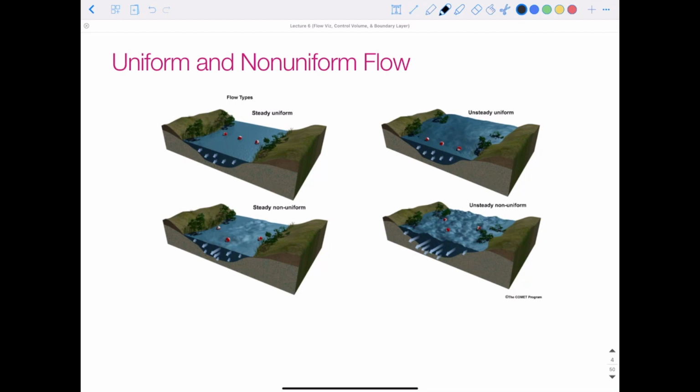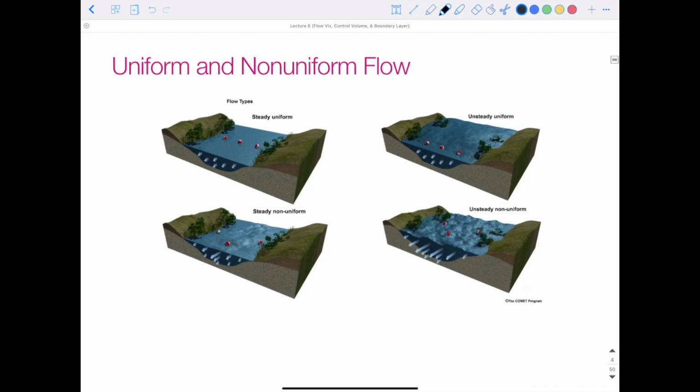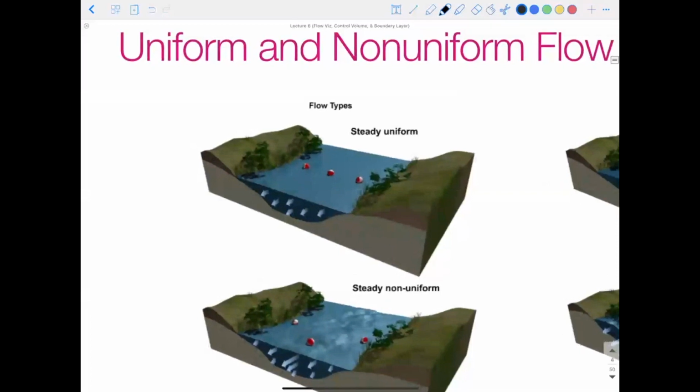Non-uniform flow, the simple definition would be when flow is not uniform, but it's when our flow changes with position. So if we imagine this here, a stream or a river, uniform flow would be if we took a cross section of that river, as shown here, we can see, if you zoom in a little bit, all of these vectors for the velocity of the flow or the flow rate of the river is the same. Anywhere in that cross section, our flow rate is the same.